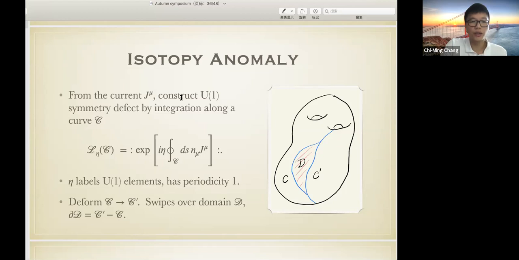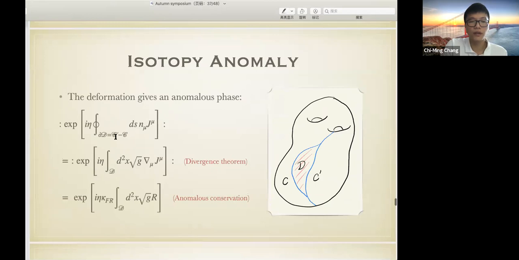Given the current J, we can construct the U(1) symmetry defect by simply integrating this combination along some curve, where n here is the normal direction of the curve. This eta parameter labels the U(1) element, and we pick the normalization such that eta has periodicity 1. Now let's consider deforming the curve C to C prime. That will sweep over some domain D, so the boundary of this domain is given by the difference between C prime and C.